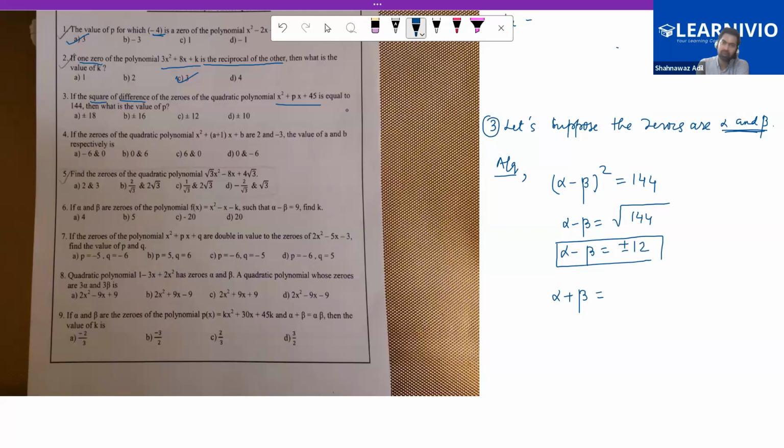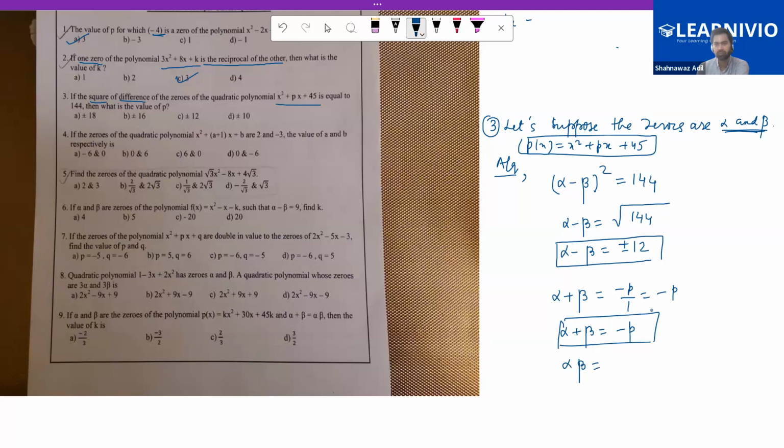And in here, your polynomial is x square plus px plus 45. So from this perspective, what is alpha plus beta? Minus b by a, so minus p by 1. Minus p. Right, alpha plus beta is minus p. What is alpha into beta? Alpha into beta will be c by a, then it will be 45 by 1, which will be 45.